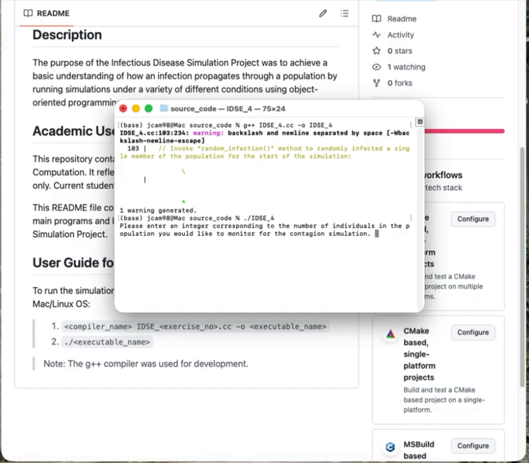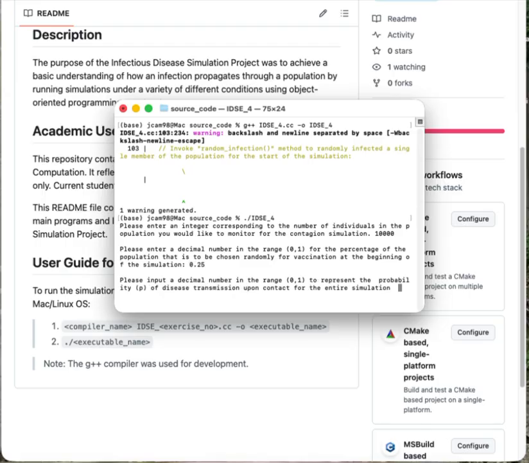Simulation Type 4 updated Simulation Type 3's criteria by allowing for multiple people in the population to be vaccinated at the beginning of the simulation, and the effect of the vaccination percentage on the spread of infection from a single individual was investigated. So set the population size at 10,000 this time. Let's set the percentage of people to be chosen randomly for vaccination to be a realistic number, let's say 25%. And the probability of disease transmission upon contact to be, let's say, 50% or 0.5 again.